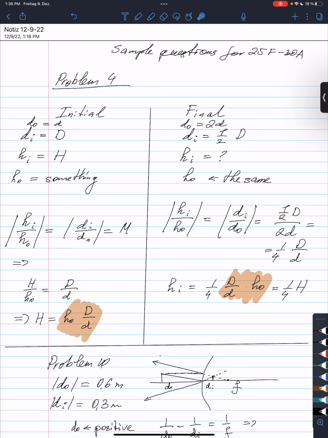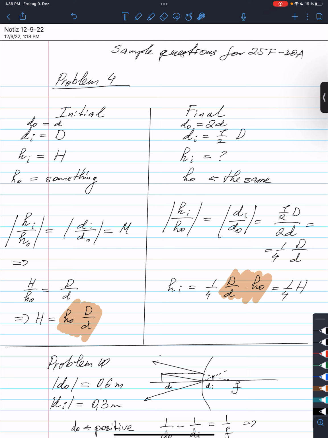Let's assume it's given. So the height of this image is given, so it is capital H, okay? So it's something again, a number. And of course, how high the object itself is, is also given, H0. It's also something we don't know, but something. So this is what we had initially.